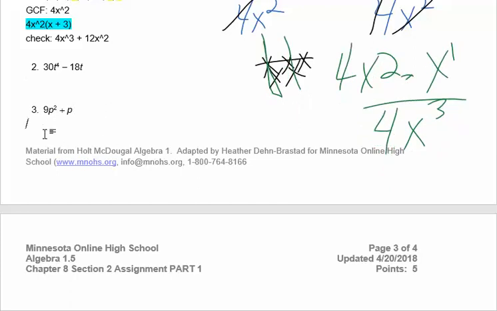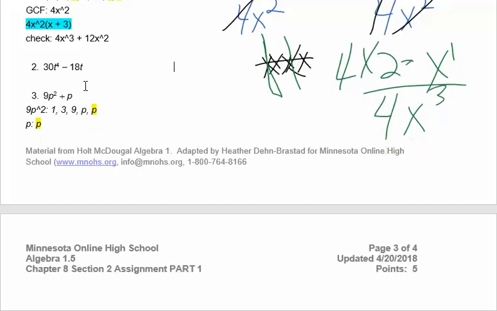All right, so what is the greatest common factor of 9p squared plus p? So let's list the factors. The factors of 9p squared would be, well, 9 is 1, 9, 3 times 3. So 1, 3, and 9 for the number parts, and p times p for the variable parts. What are the factors of p? Well, it's just p. There's only one variable. That's all it is. So the greatest common factor is just p. That's it. That's the greatest common factor.